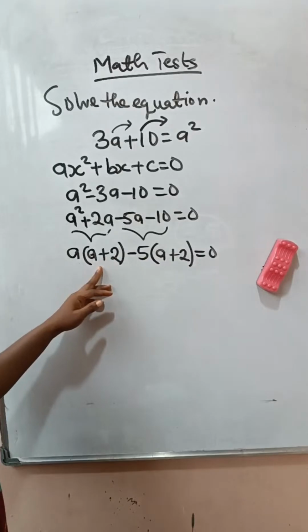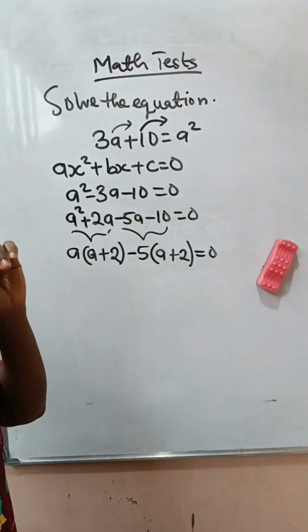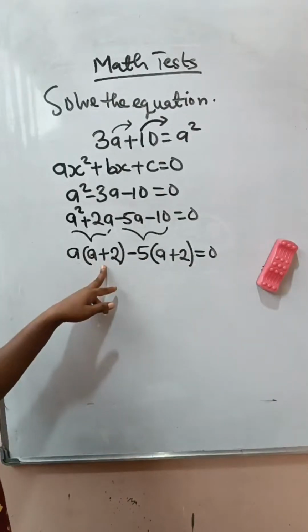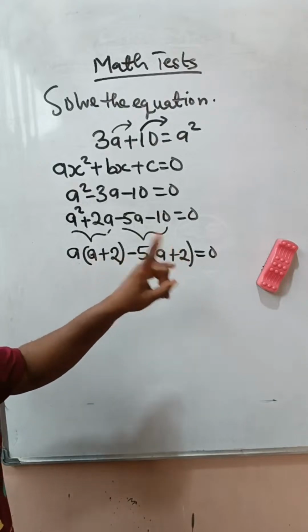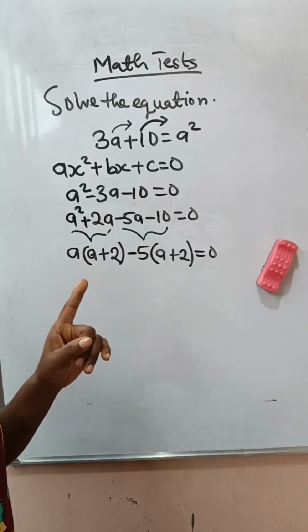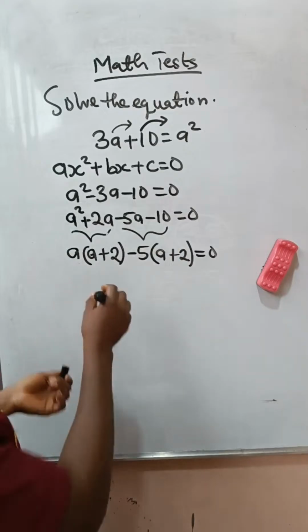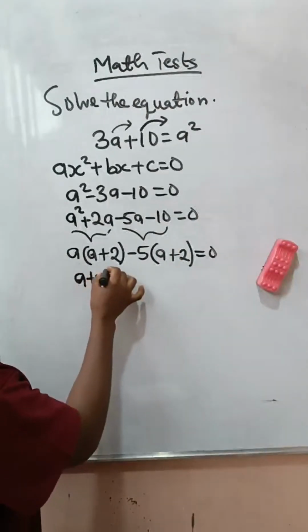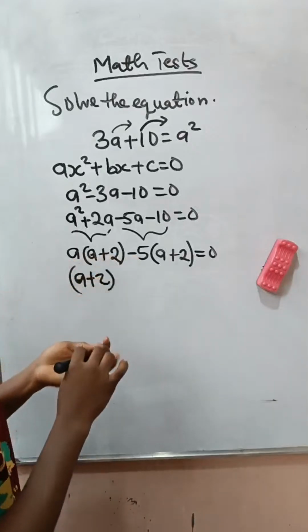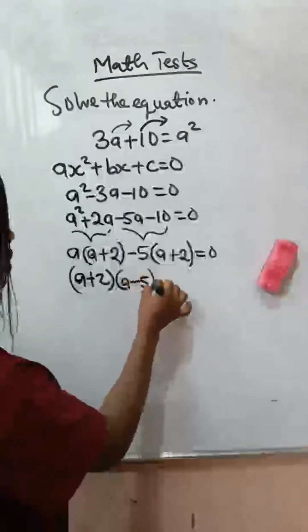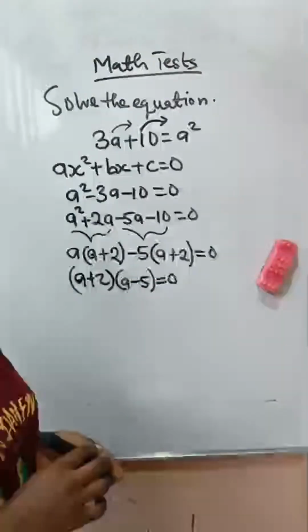So anytime you solve this, you must have something in common. If you don't, go back and check. There must be a mistake somewhere. So looking at this, we have a plus 2, a plus 2. So we are just going to pick one, which is a plus 2, one of them. Then we put the other two in brackets. That is a minus 5 in the other bracket.